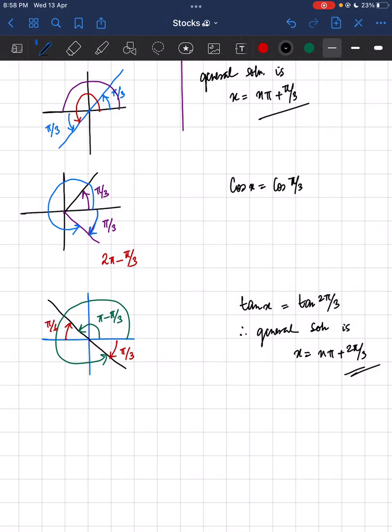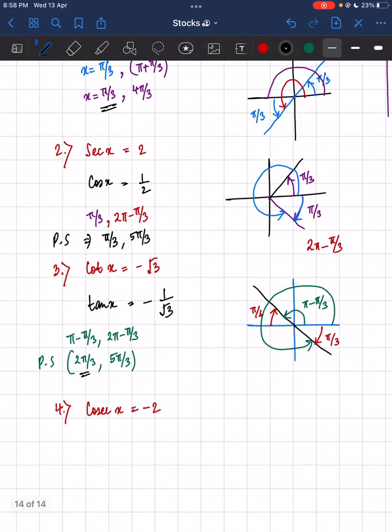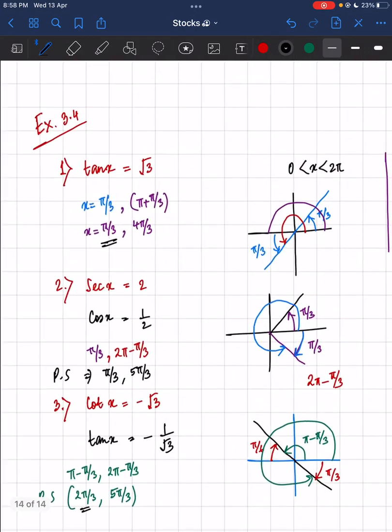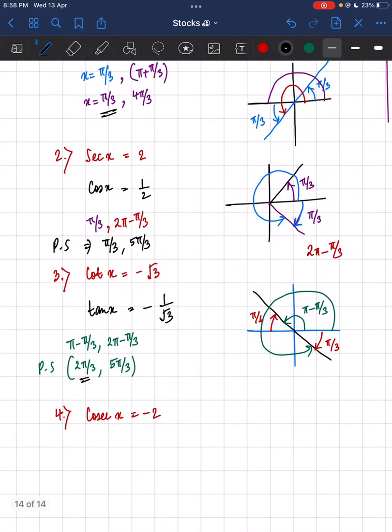If you go through the derivations of the previous video, you will find that the general solution will be x is equal to 2n pi plus minus pi by 3. And that will be the answer. So this is how we find the principal solution and general solution of these simple trigonometric equations.